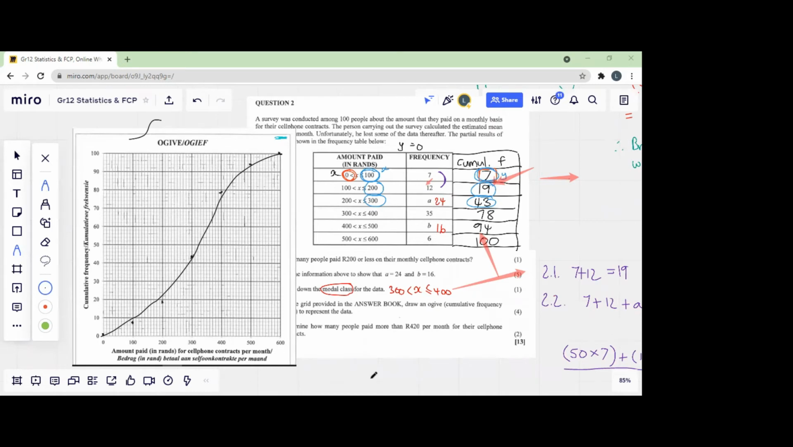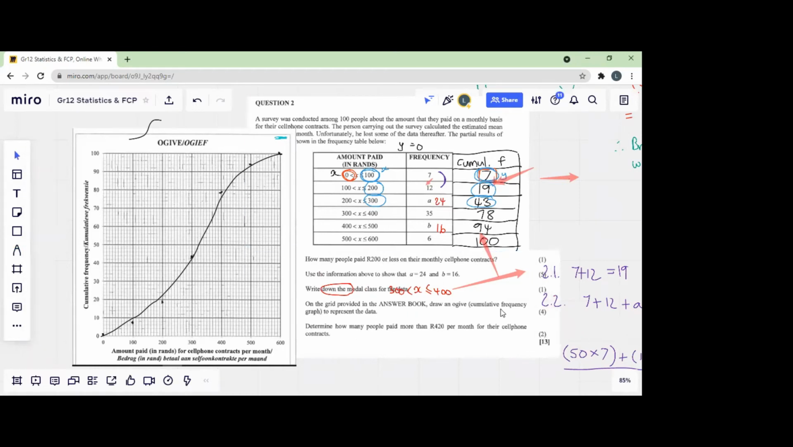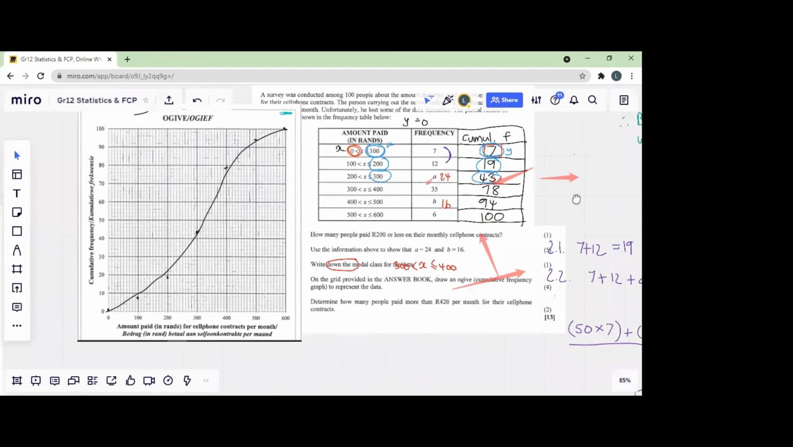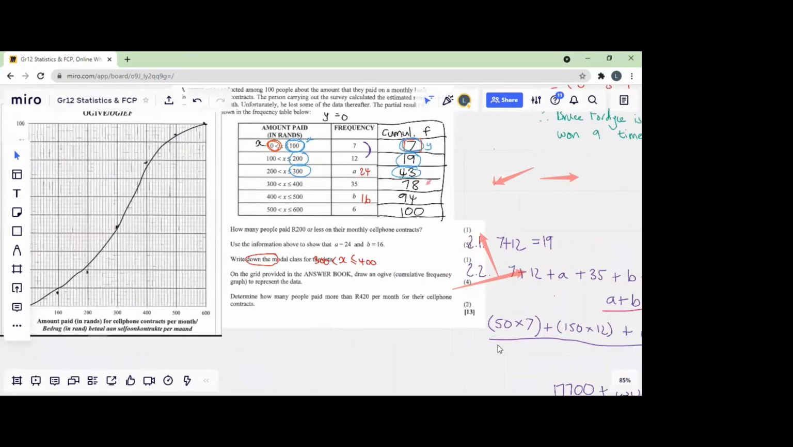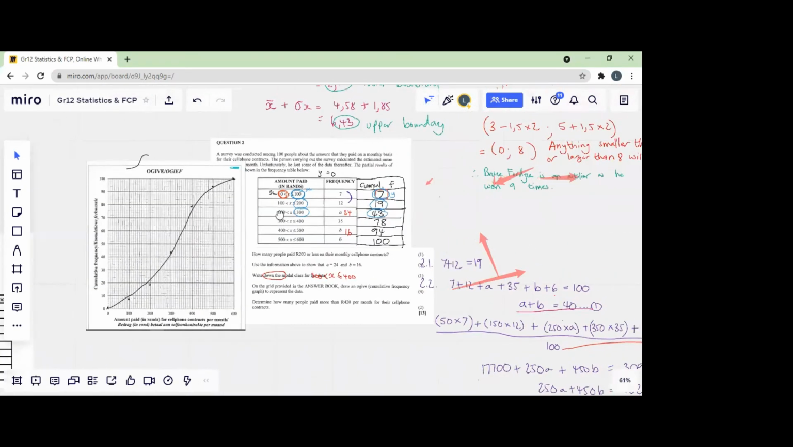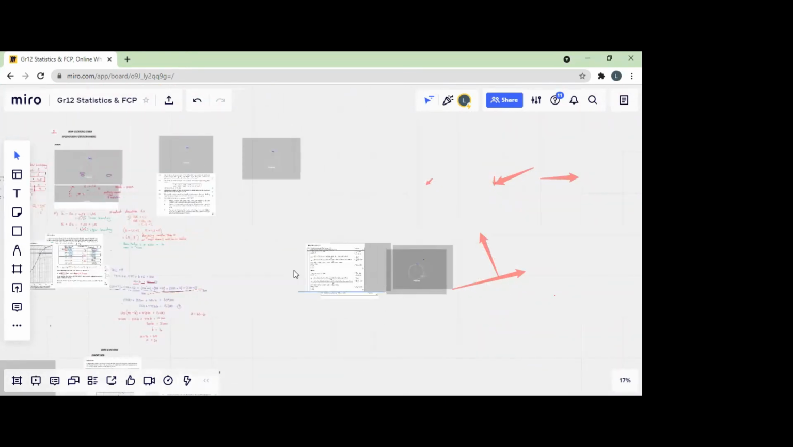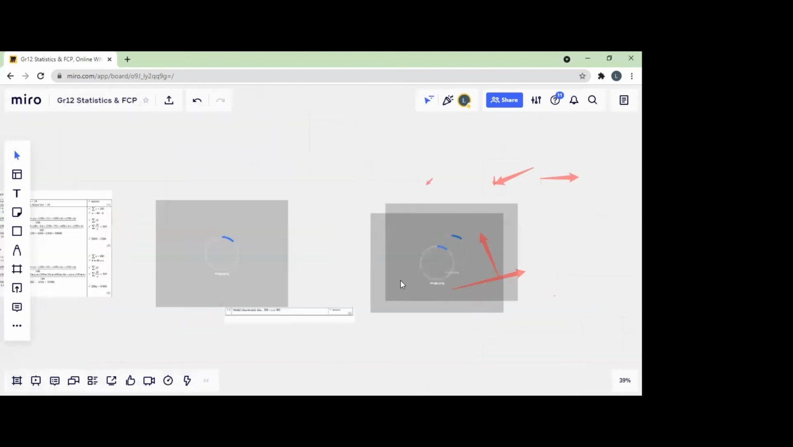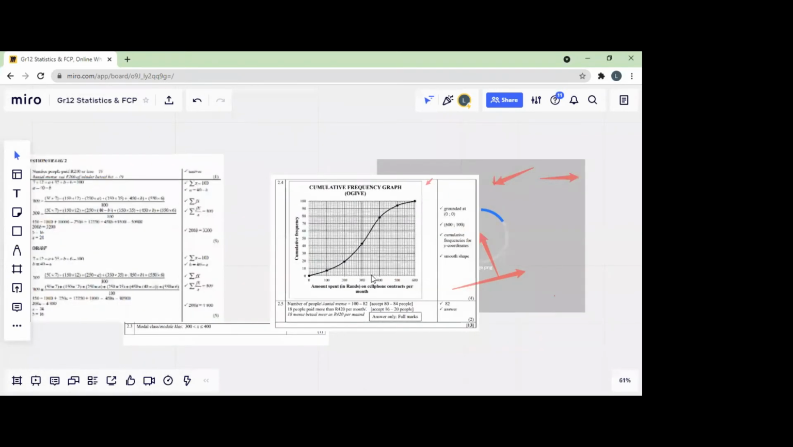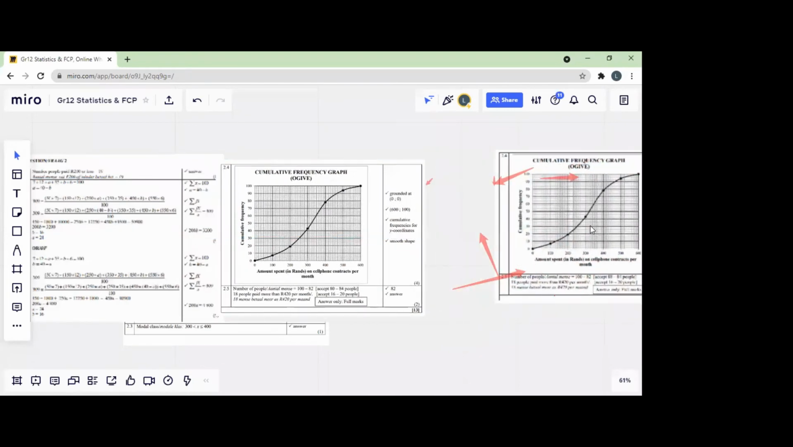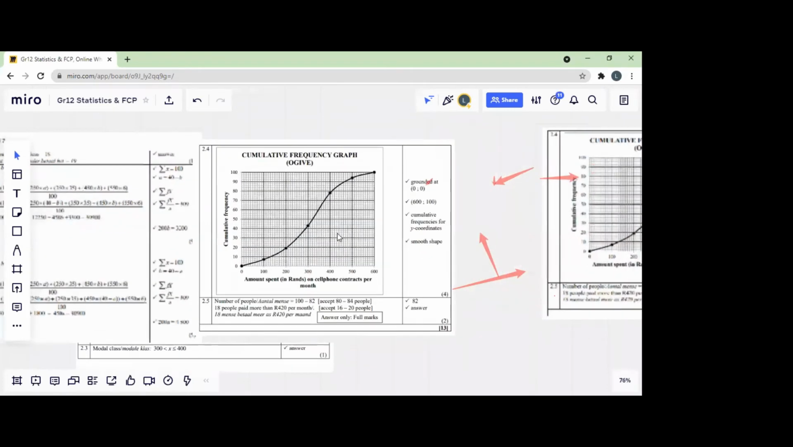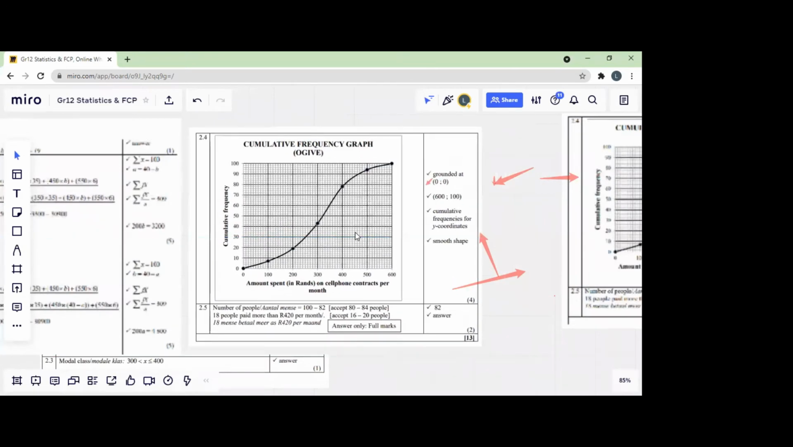All right. So now the last question involves us. It says determine how many people paid more than 420 Rand for their cell phone contract. Okay, so what I'm going to do, because this is going to be a little bit more accurate than what I've drawn, is bring up the memo. Just so that you can see as well, Matrix, this is where your marks would be awarded.